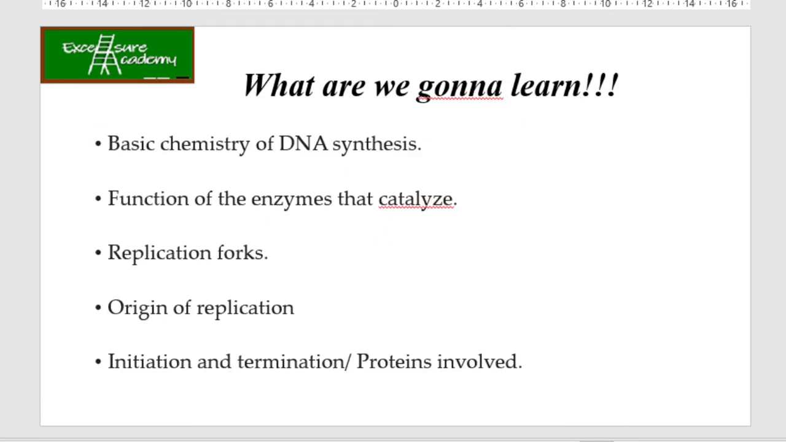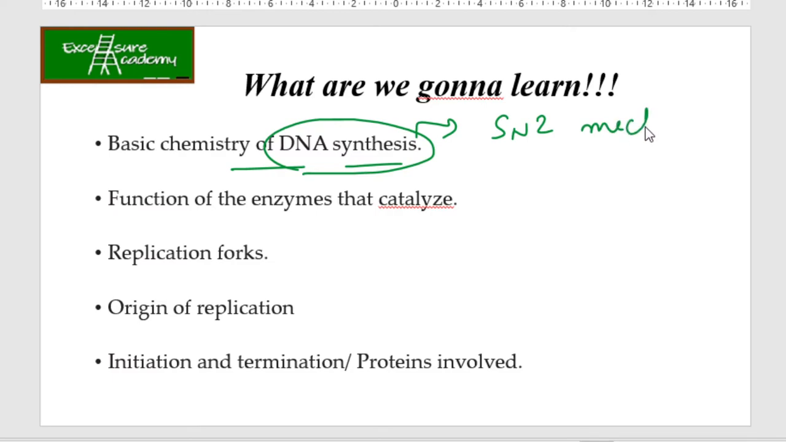So what are we going to learn in this? First, we will learn the basic chemistry of DNA synthesis. What kind of mechanism or chemical reaction is involved in DNA synthesis, you should know. So let me tell you, it is called the SN2 mechanism. This can be asked in interviews.